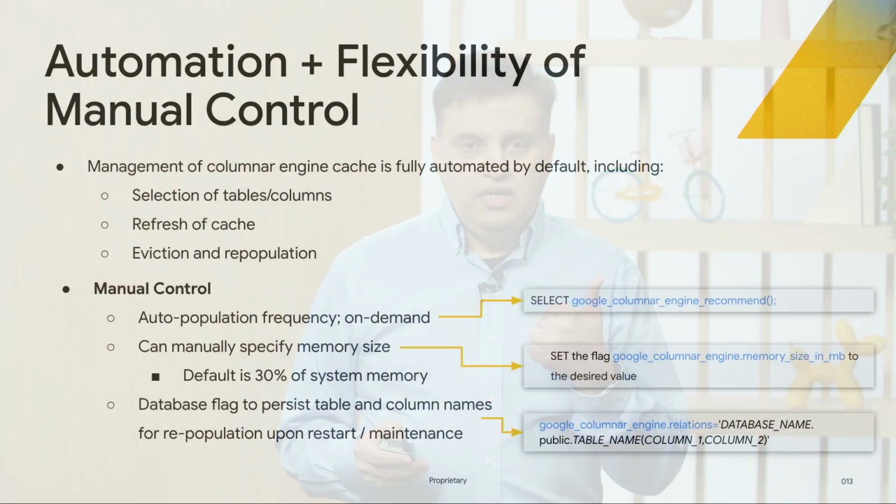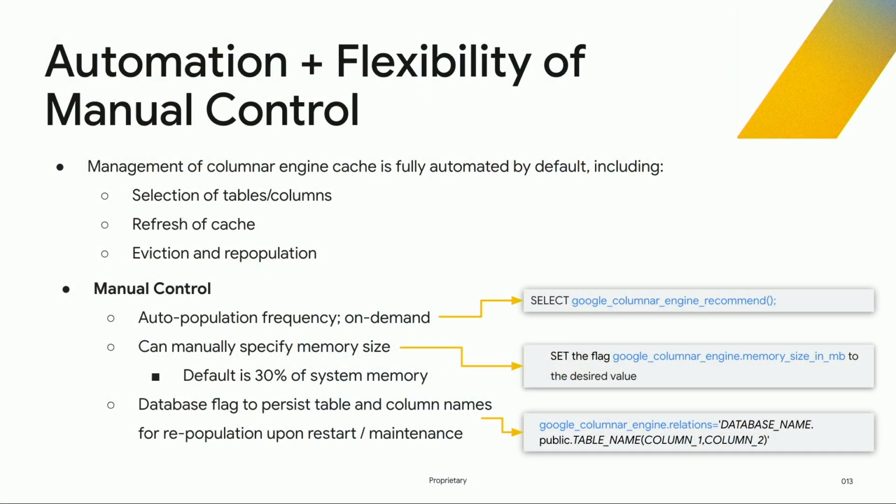We also provide manual control to do a few things, like the frequency of population. If you want on-demand verification and population, it can do that. You can specify the memory size. By default, we reserve 30% of memory, but you can update it higher or lower depending on your requirement. And there are also flags that persist table and column names, so even after a restart, you can persist that data. So those are the flexible controls you have.